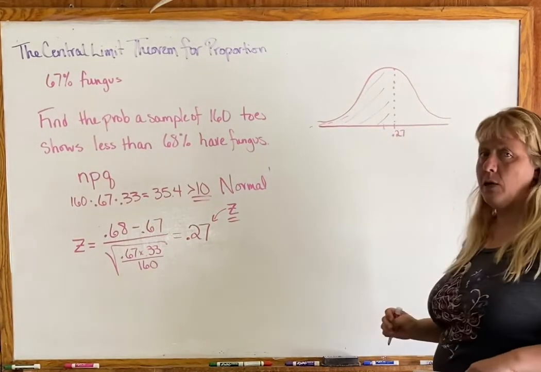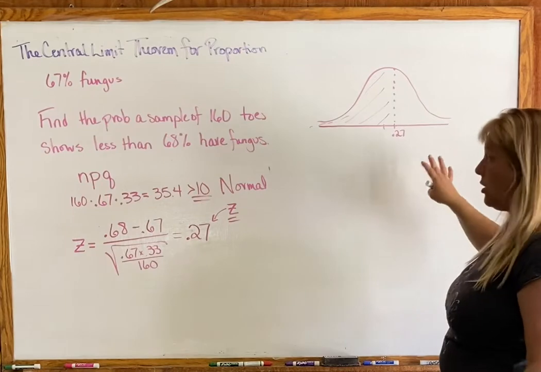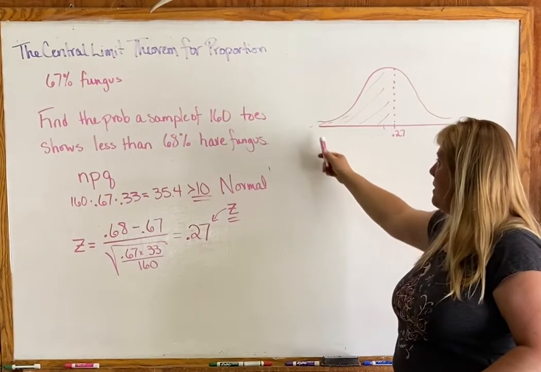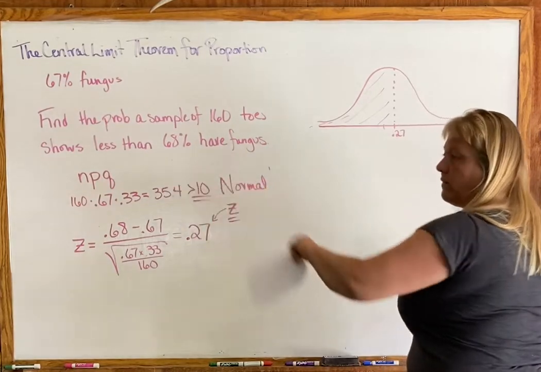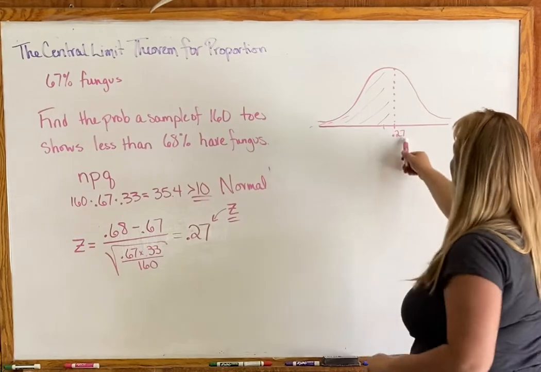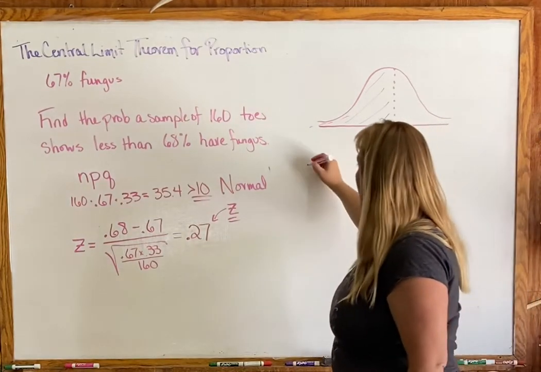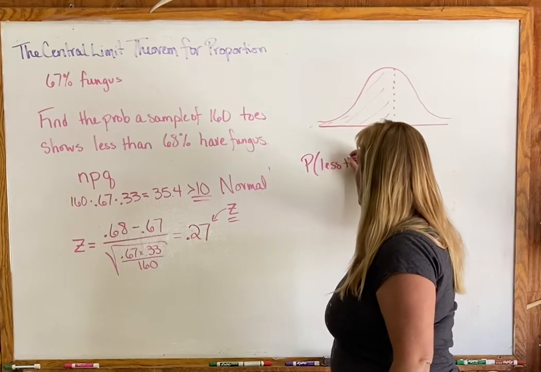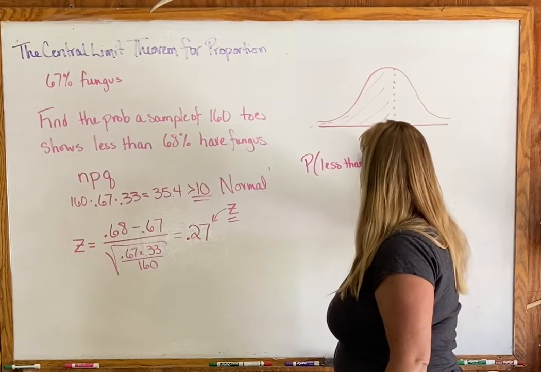And again, we're back on the normal curve. So this is going to go right back to our calculator. You're going to do the normal CDF. But this time our lower boundary is going to be negative 10,000, right? Negative 10,000 all the way up to 0.27, and we get the probability that we are less than 68%.